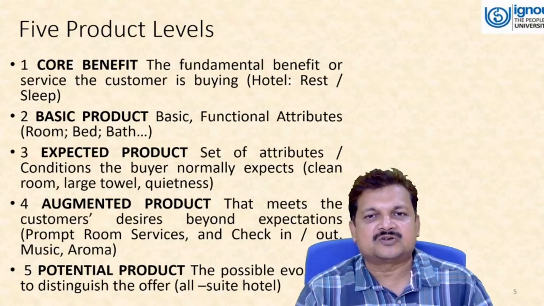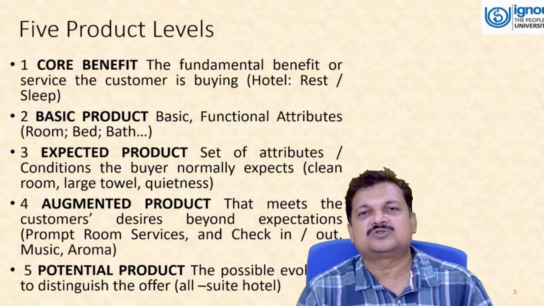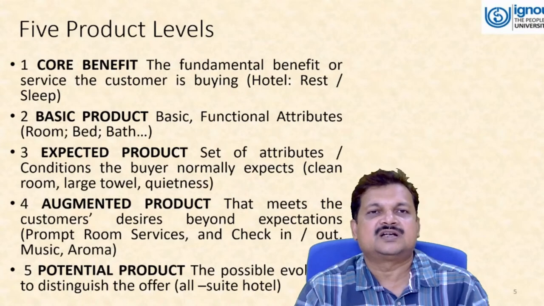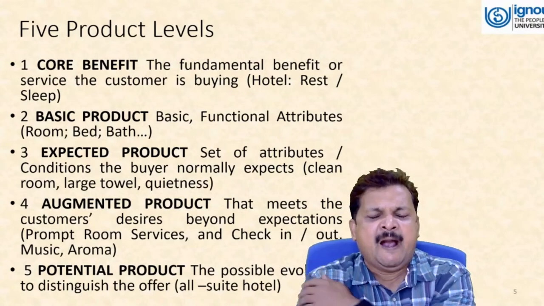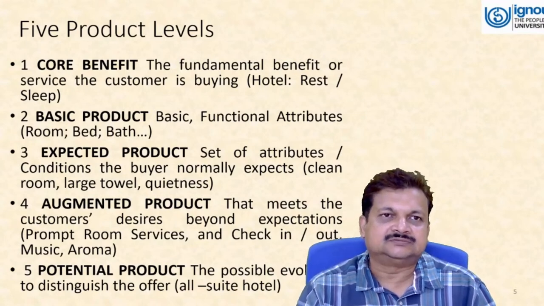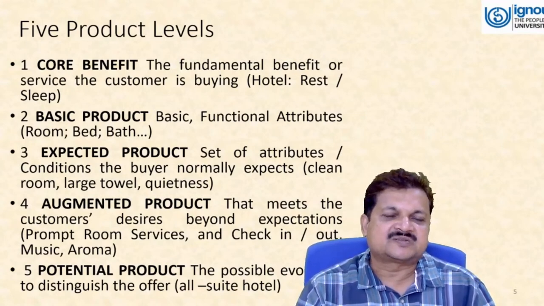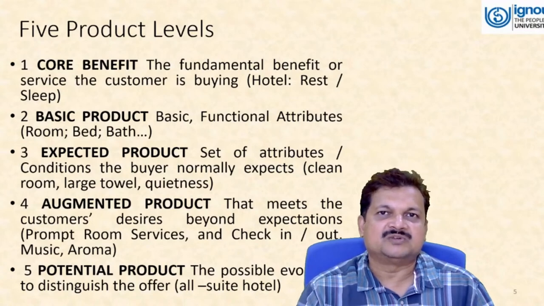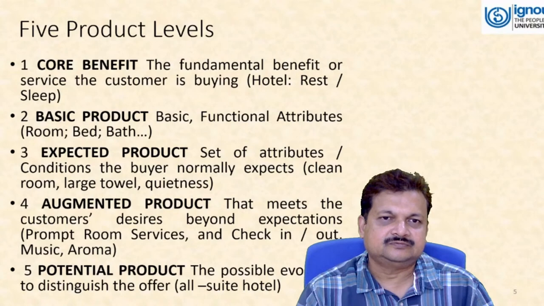The basic product is the functions and attributes. When we think about a room in the hotel, it must definitely have a bed and a bathroom, and other aspects also. The room must have sufficient size, a good entry level, and it must look good. All these basic needs must be satisfied, and there must be enough space.